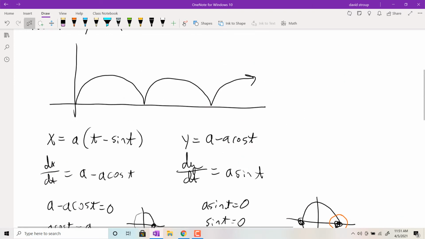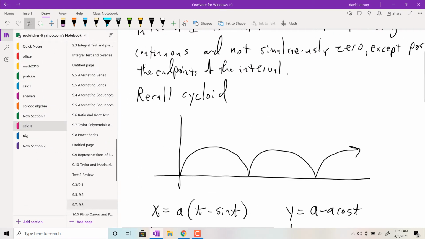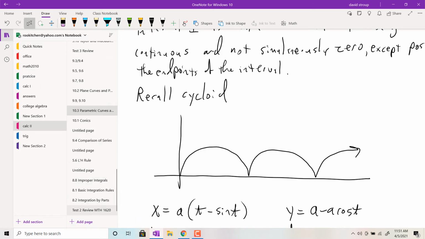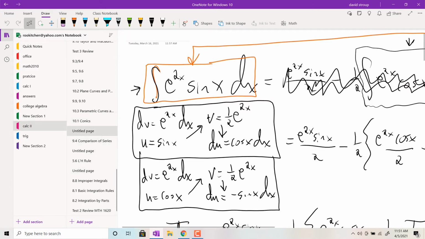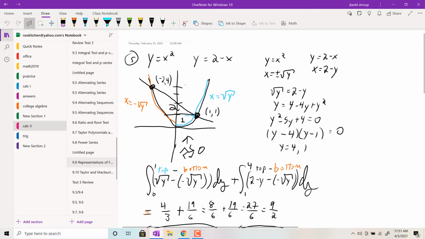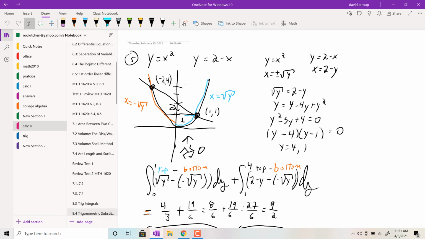And if you go back and look at our work with the cycloid in the previous section, let's see if I can find where that was. So it would have been 10.2. Where's 10.2 at? Did I not title it? How sad. It's got to be in here somewhere. I don't know what I did with it.